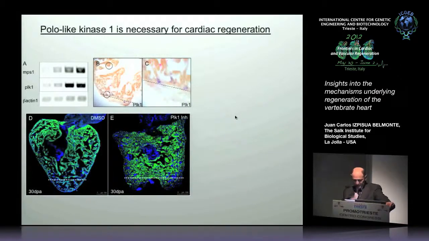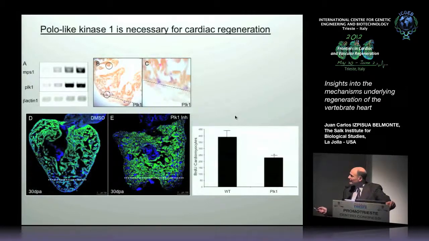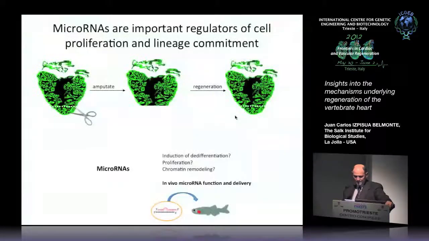For instance, here you have one of them, polo-like kinase. You can see that it starts to accumulate here after 3 and 7 days of the cut. It is expressed near the border where the cut takes place. And if you downregulate this kinase, as you can see here, regeneration is then impaired. So like this one, we have different genes that appear to be involved in the early phase.